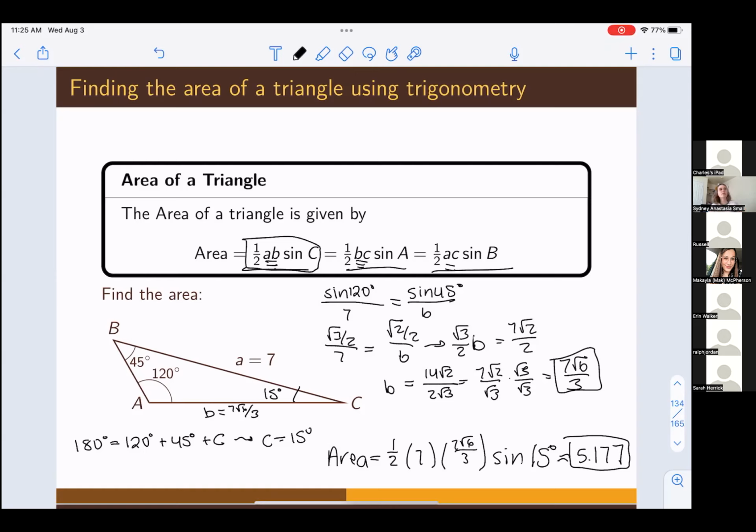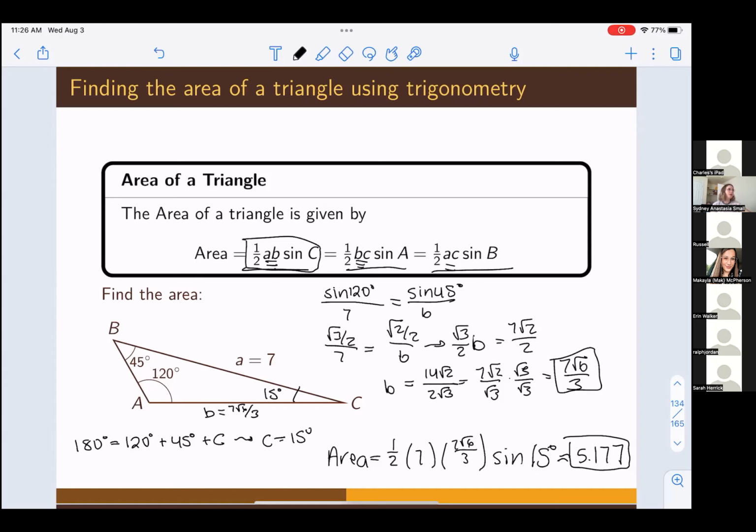Questions on area of a triangle? Again, you don't need to know why these work. You don't need to understand the mechanics behind them. You just need to know how to solve a triangle and how to use these formulas, and you should be good to go.